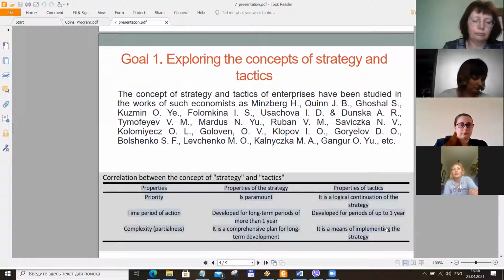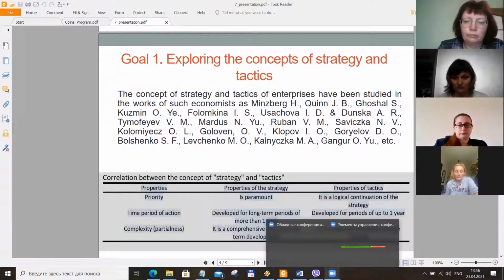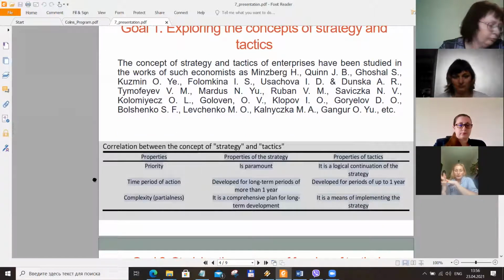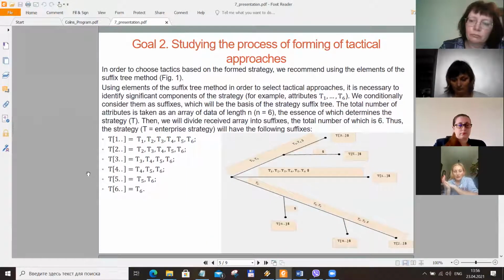We studied the essence of the notion of strategy and tactics, and the correlation between the two concepts we set by the following properties: priority, time period of action, and complexity, by which we mean the essential affiliation. And we needed this correlation between two concepts to find the method to study the process of forming of tactical approaches. And we recommend to use the suffix tree, as you can see on figure 1.